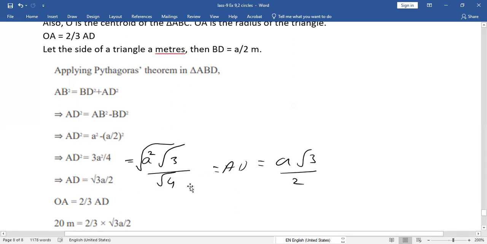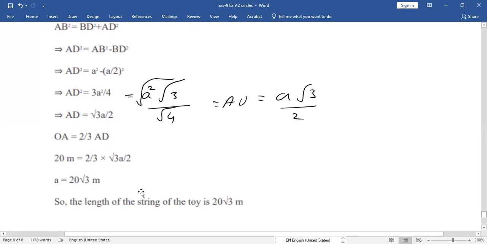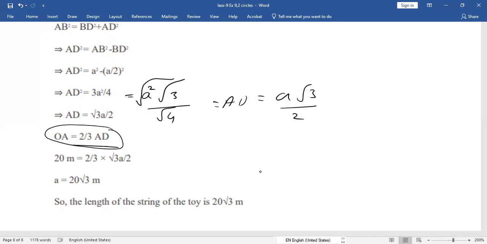So OA is equal to 2 by 3 of AD, because we studied that the center is 2/3 of the median. AD is root 3 into A by 2, so OA is 2 by 3 into root 3 into A by 2. Correct? Here it is the same thing: root 3 into A by 2.